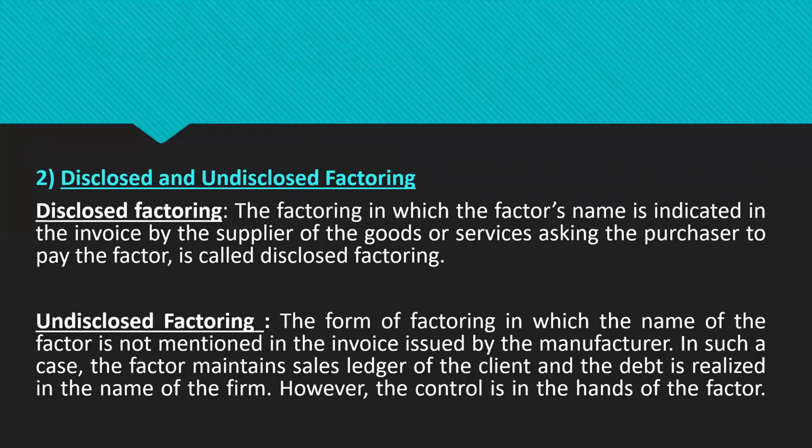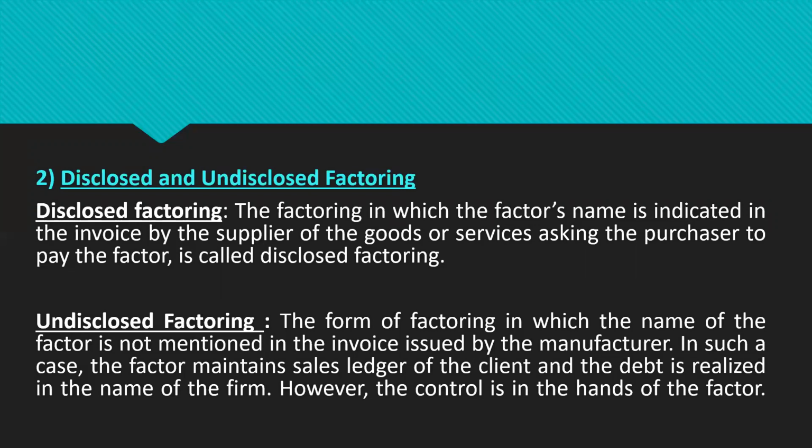Next category is disclosed and undisclosed factoring. Under disclosed factoring, the customers are revealed the name of the factor. The name of the factor will be revealed to the supplier of the goods and the customer as well. The customer will be asked to make the payment to the factor. This is known as disclosed factoring.